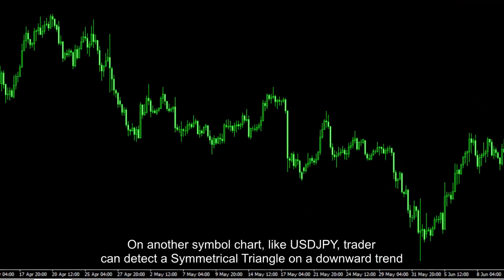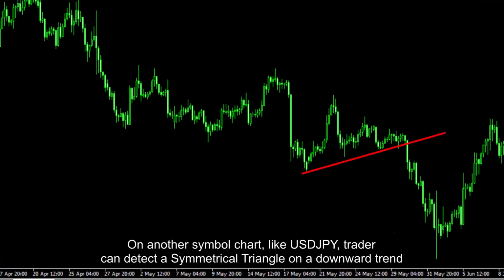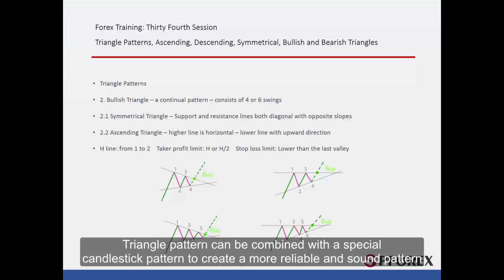On another symbol chart, like US dollars against Japanese yen, a trader can detect a symmetrical triangle on a downward trend. Triangle pattern can be combined with a special candlestick pattern to create a more reliable and sound pattern.